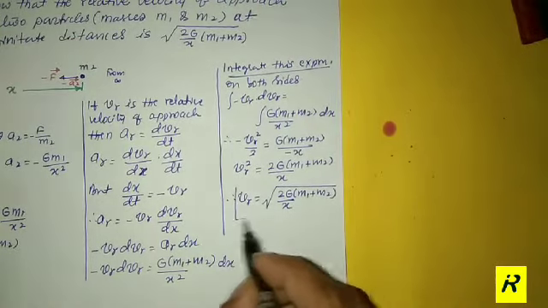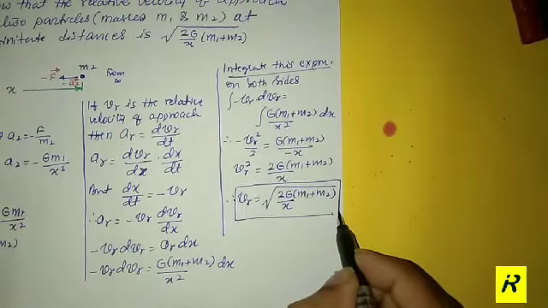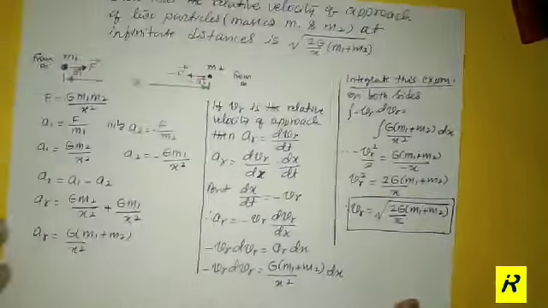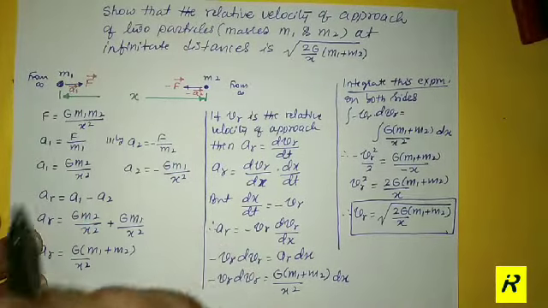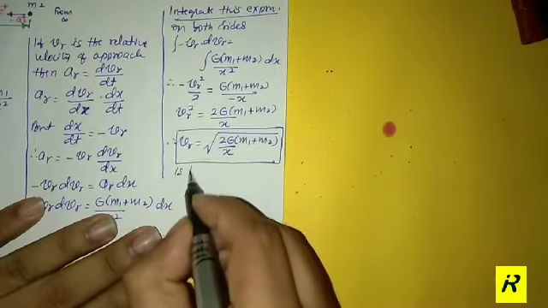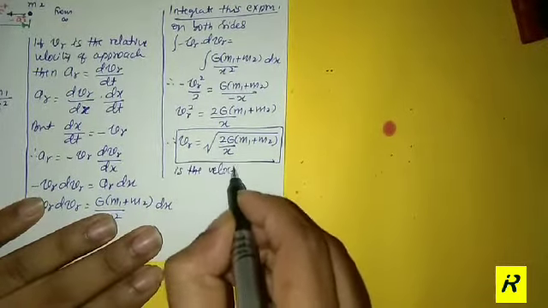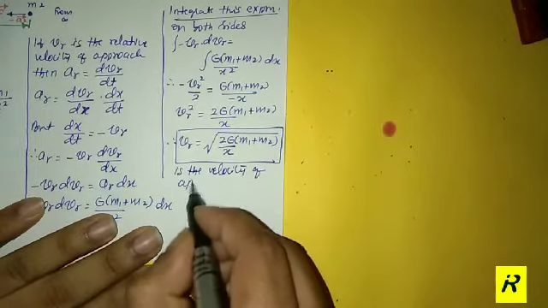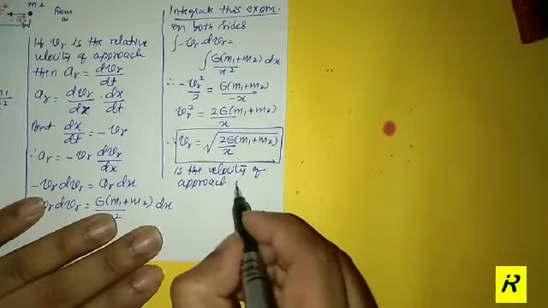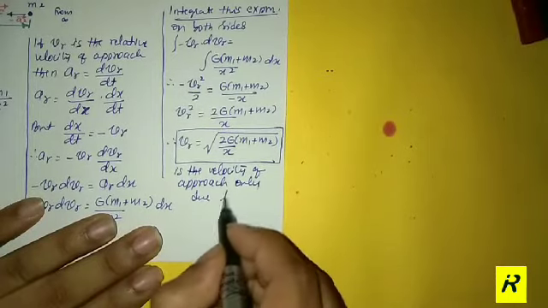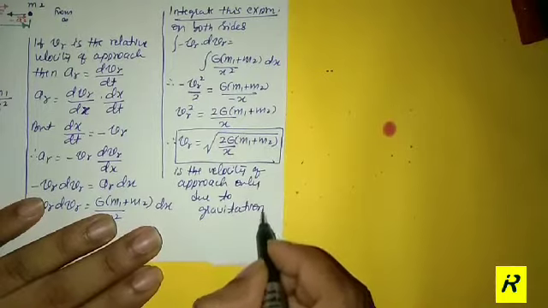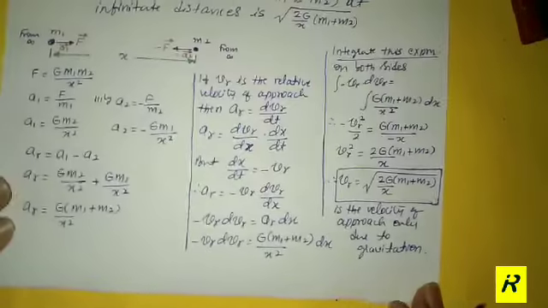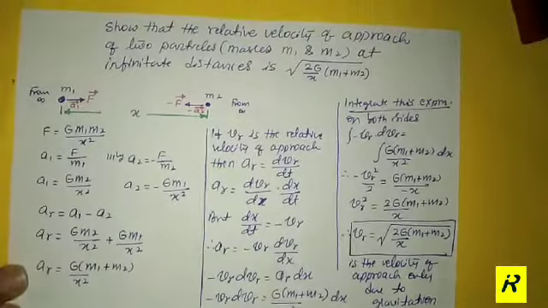This is the result that shows the relative velocity of approach between the two particles only due to gravitation. This is the result of today's question.